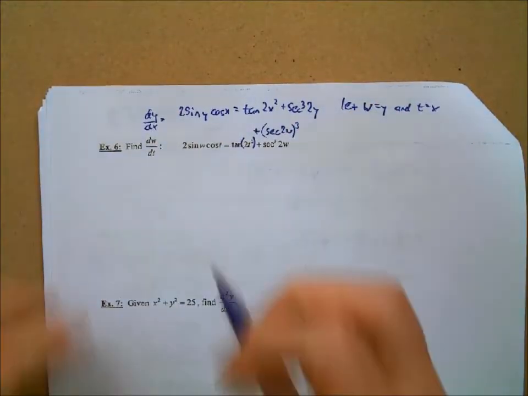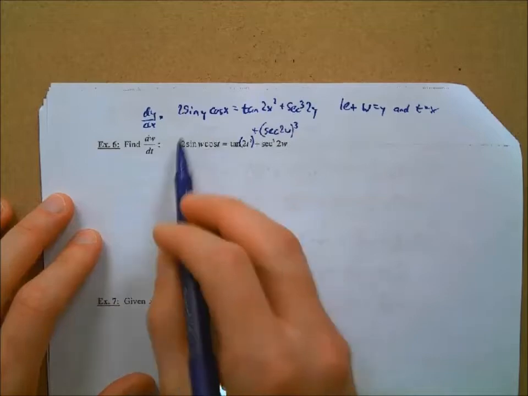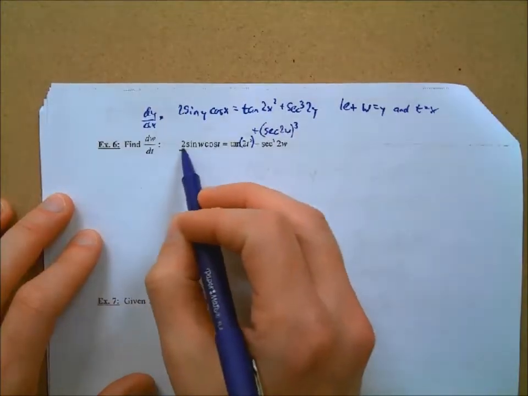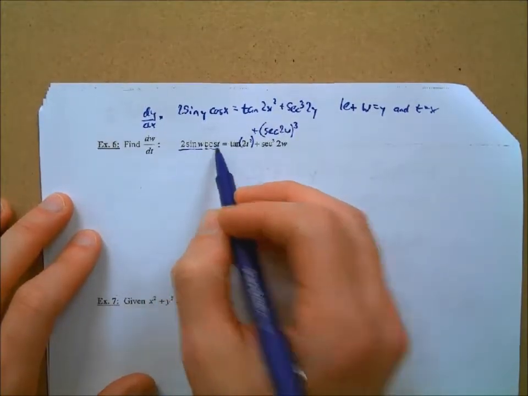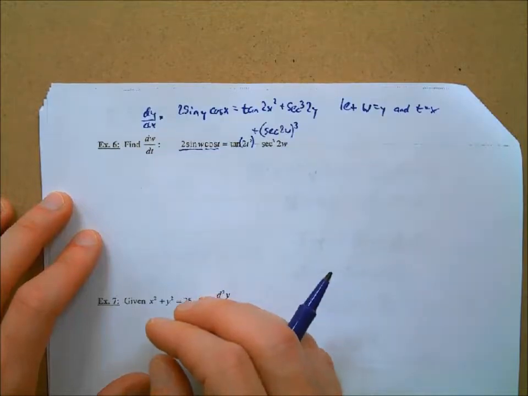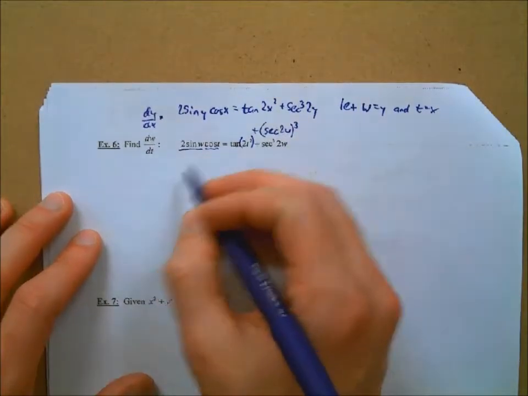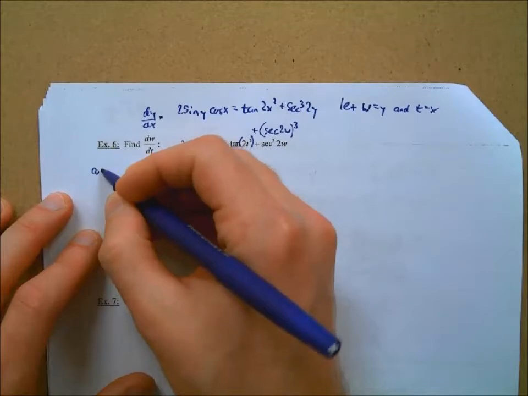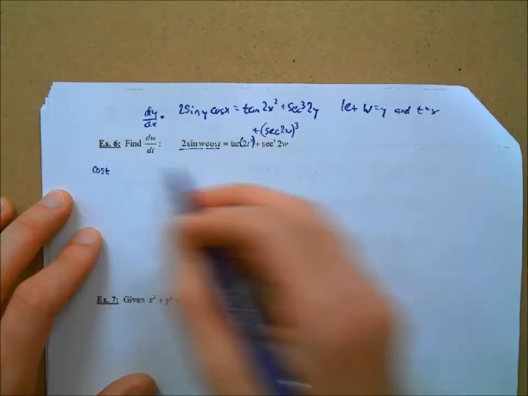I'm going to start taking the derivative of the left-hand side. Since it's a product rule, I'm going to consider the 2 sine w as my first function, the cosine of t as my second function. So when we go to take the derivative of this, it will be the second function, so cosine of t. And yes, I'm going to start over here because it's going to be a long line of work.